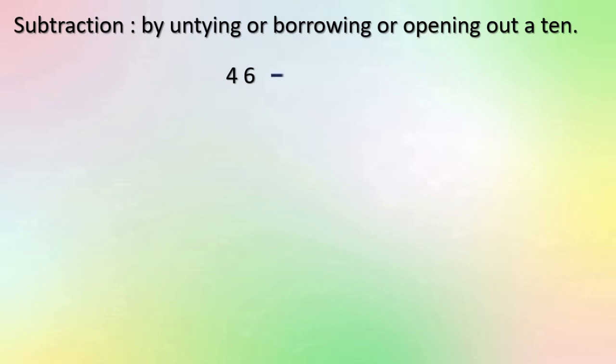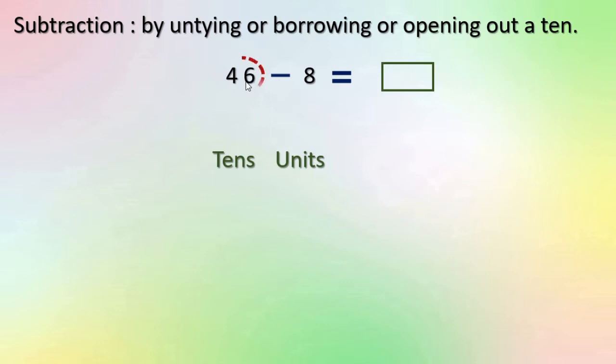Okay. Now here one more. 46 means 4 tens 6 units. Okay. Minus 8 is equal to how much? See dear children, we will write 46 in units and tens form. Okay. Here what will we do? Again, yes, we will untie one of the 4 tens and we will make these 6 units into 16 units. Correct?